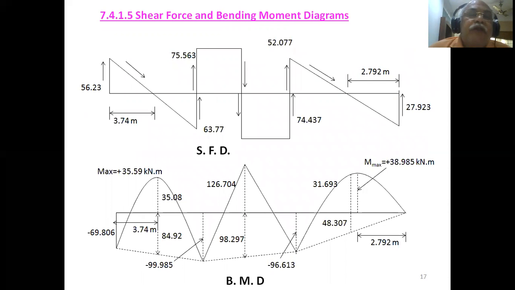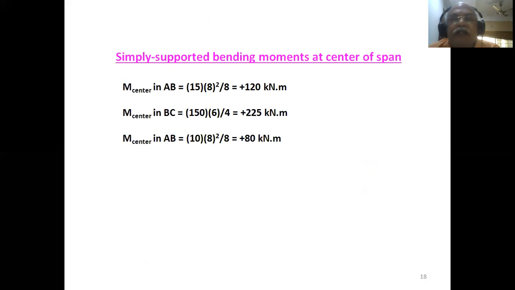Next, friends, you have to calculate the shear force. You have to split this beam into 3 different beams, apply the end moments and the end reactions, and using equilibrium equations, we can calculate the shear force. Once you get the shear forces, you draw the shear force diagram. That way I have shown it here. Similarly, you draw the bending moment diagram. This ends the problem.